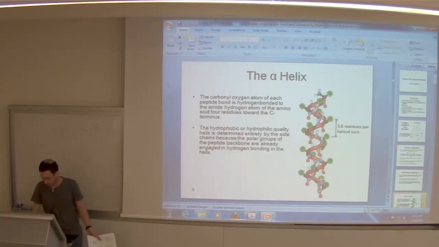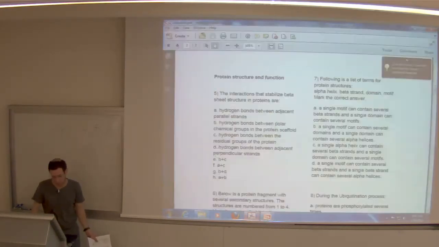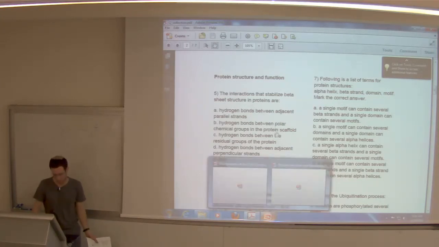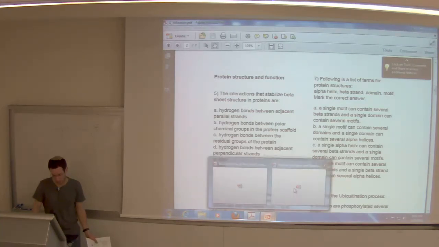So the beta sheet is a different one, but it's the same link. But these are not polar. Only the alcohols are polar. These are the same links, only different orientations. And we said that these are not polar, only the alcohols are polar. And it's a question, these are between polar chemical groups.